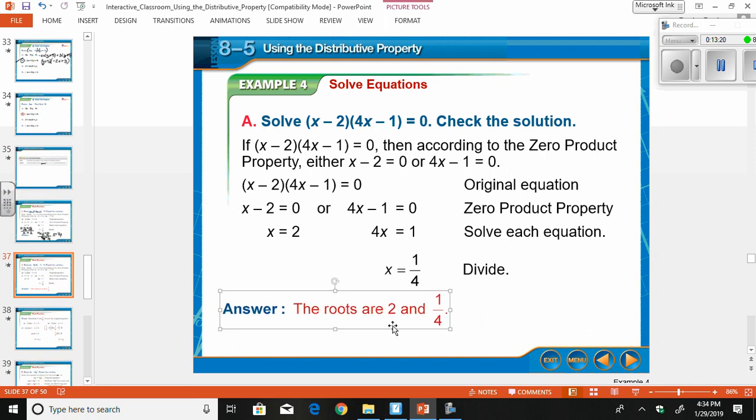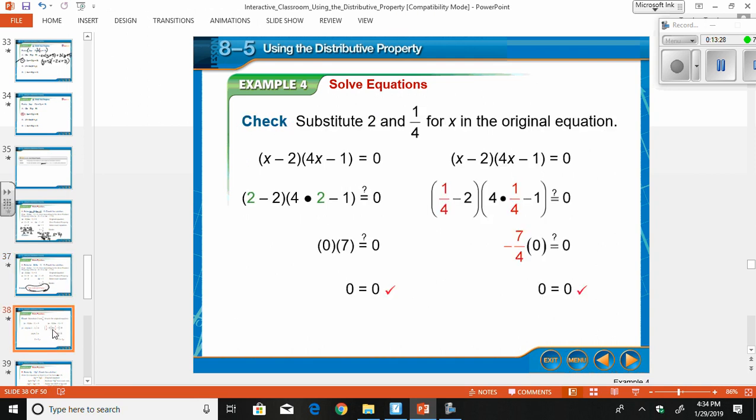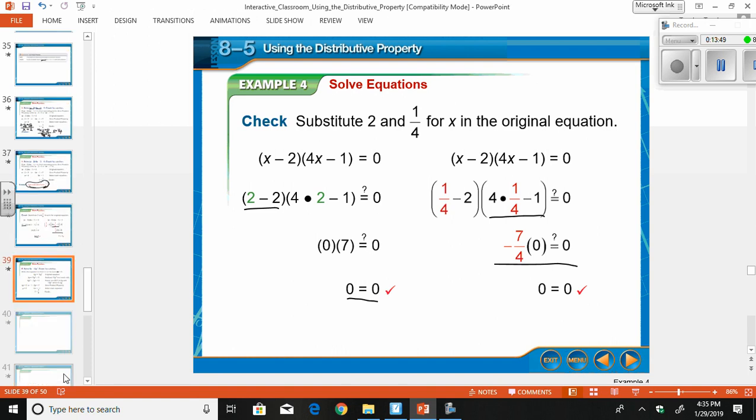Nope, there is actually something else that we can do here, but we are not there yet. So right now we just need to get used to finding those roots, and next we'll learn how to use them. Substitute 2 and 1/4 for x into the original equation. And when you do that, you put 2 in here, you get a 0 out. You put in 1/4, and you see that 1/4 times 4 is 1, so 1 minus 1 is 0. So these are both true roots of our system.